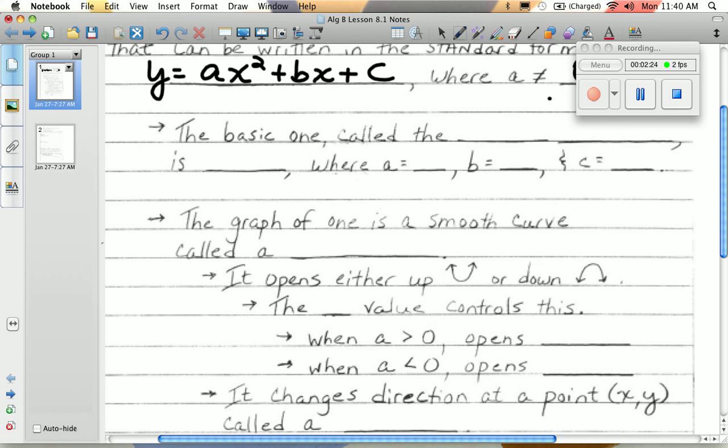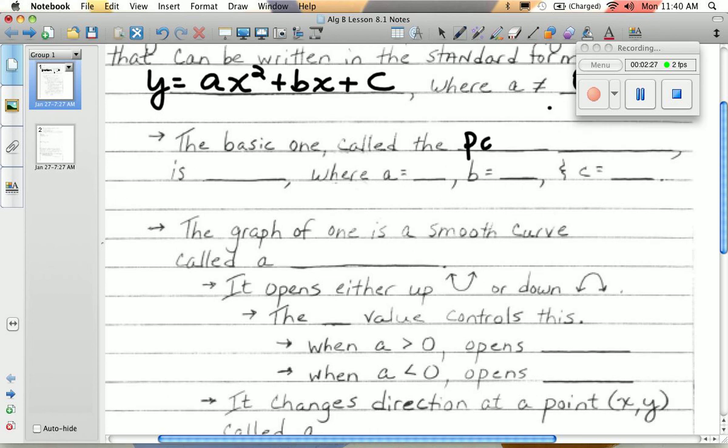Okay, the basic quadratic function is called the parent function. Every family of functions has what's called a parent function, the most basic one. And it is y equals x squared. So if I say to you, graph the parent function, I'm asking you to graph y equals x squared. What's a equal on that? What's x squared being multiplied by? Invisibly. 1, yeah. So a is 1.